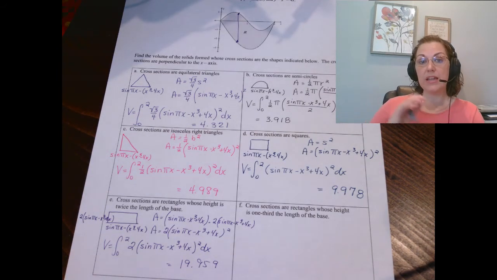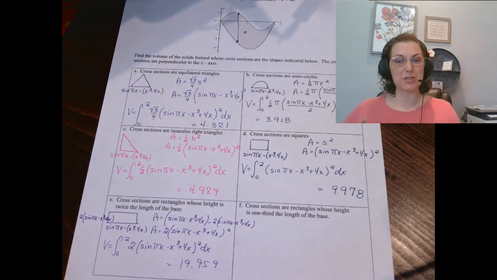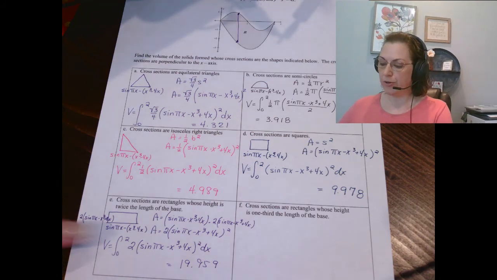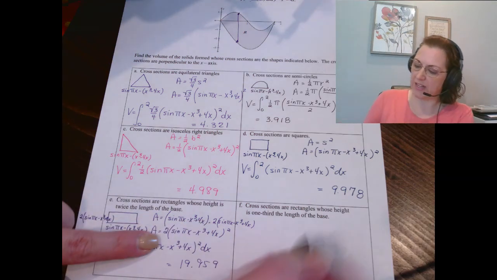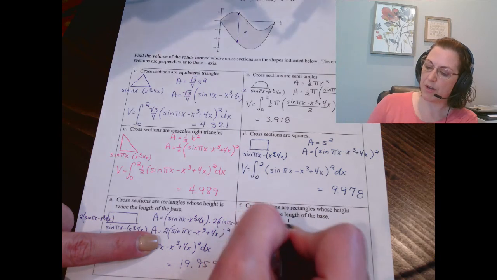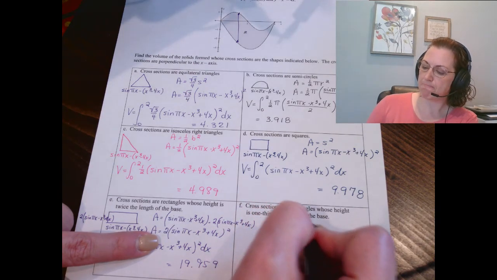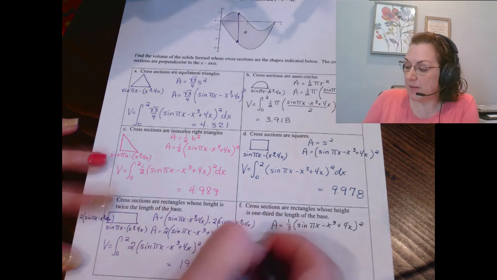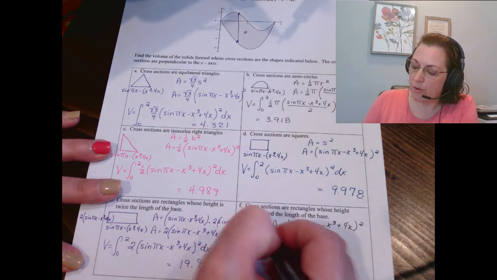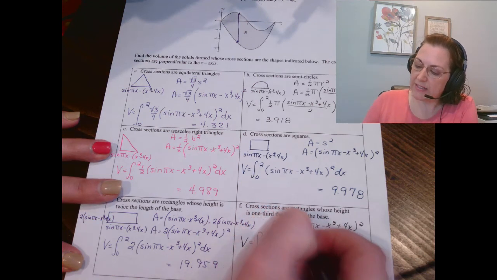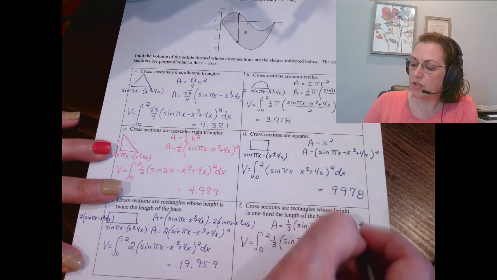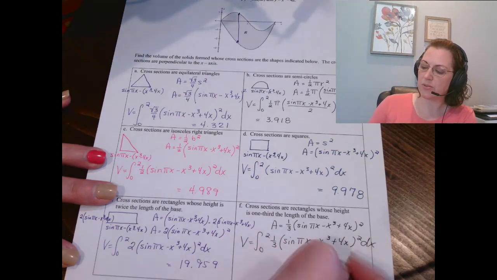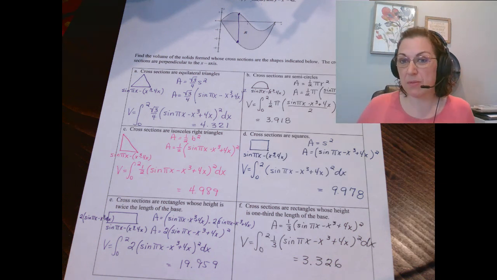Okay, now if we look at the final one here, we're going to use rectangles, but this time the height is 1/3 the length. So instead of having 2 times this, we're going to have 1/3. You get the idea, so I'm not going to draw this one. I'm just going to say my area would be 1/3 times our function, sine of pi x minus x cubed plus 4x, squared. We still do the volume the same way with the integral, going from 0 to 2 of 1/3 sine of pi x minus x cubed plus 4x, squared, dx. And for that one, you should get 3.326.